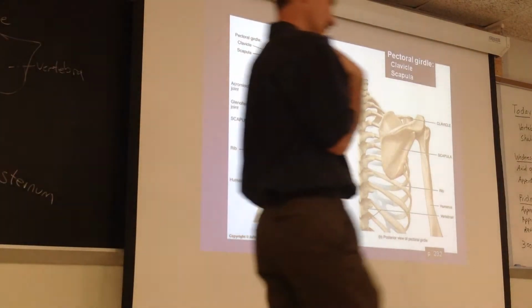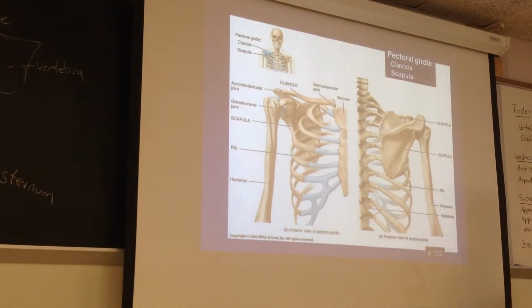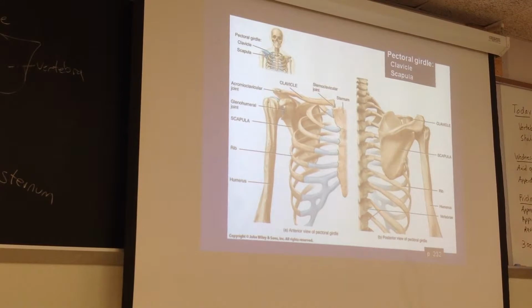So the pectoral girdle consists of these two bones. These are collectively the shoulder bones. They connect the arm, the upper appendage, to the main part of the skeleton. And the first thing we're going to do is the clavicle.